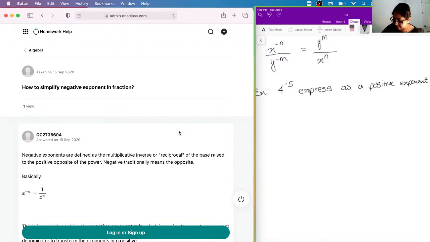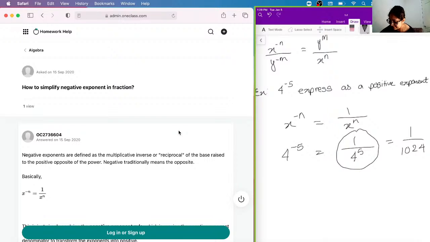This is the one we just went over in the first example, where this represents x to the power of negative n, and you know that this is 1 over x to the power of n. So you can say that 4 to the power of negative 5 is equal to 1 over 4 to the power of 5. You can further simplify this or leave it like this. If you compute 4 to the power of 5, it is 1 over 1024. If it said just to express as a positive exponent, you would leave your answer like this. Or if it said to simplify and evaluate, then you would have this as your answer.